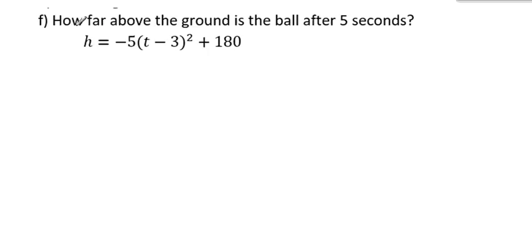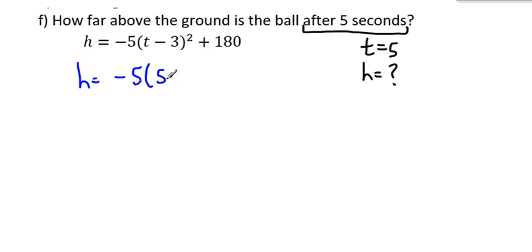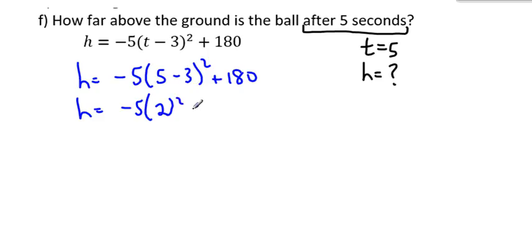Next, how far above the ground is the ball after 5 seconds? So this statement is telling me that t equals 5, and I need to find what the height would be. So this is just pure algebra. I'm going to sub t equals 5 into the equation, and then just do good algebra, order of operations, and find the height. So inside the bracket, 5 subtract 3 is 2. Exponent on 2, 2 squared is 4.